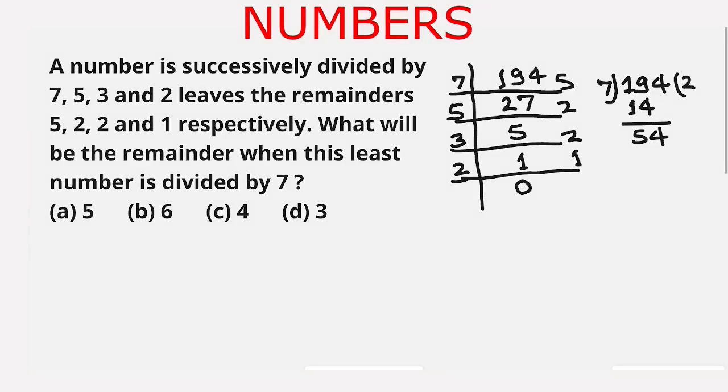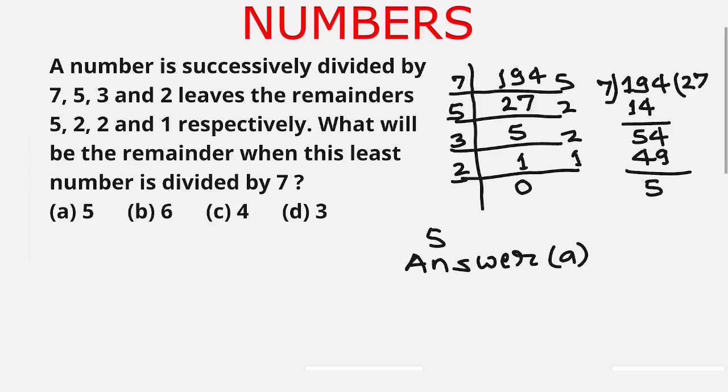7 times 7 is 49. 54 minus 49 is 5. Thus the remainder when 7 divides 194 is 5. And from the given options, our answer is option A, 5. I hope you have understood the method of solving such type of questions. We go to the next question.